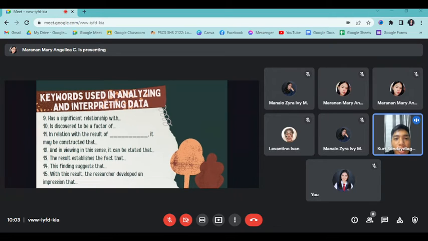A factor of number 11 in relation with the result of blank, it may be construed that number 12, and in viewing in this sense, it can be stated that number 13, the result establishes that fact. Number 14, the findings suggest that. Number 15, with this result, the researcher developed an impression that.